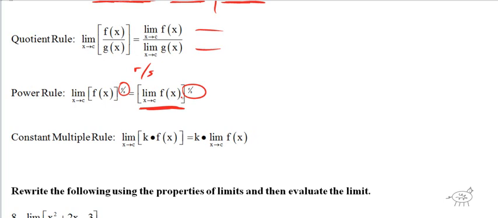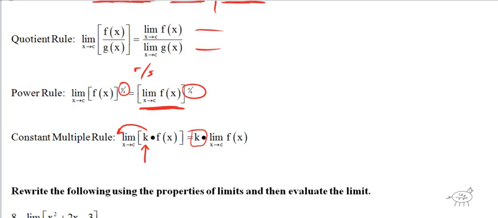Okay? And the last one is called the constant multiple rule. Basically, if there's a constant in front of a function, I can take that constant out and put it on the outside of the limit, which I did right here. Okay? So that is nice because sometimes you'll have a nasty number in front, whatever. I don't have to worry about the constant because limits don't change the constant. It's still constant no matter what.